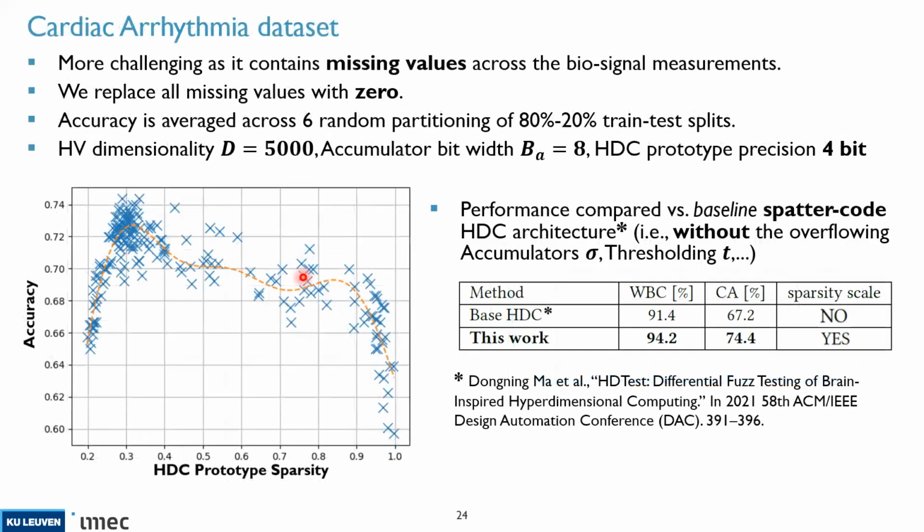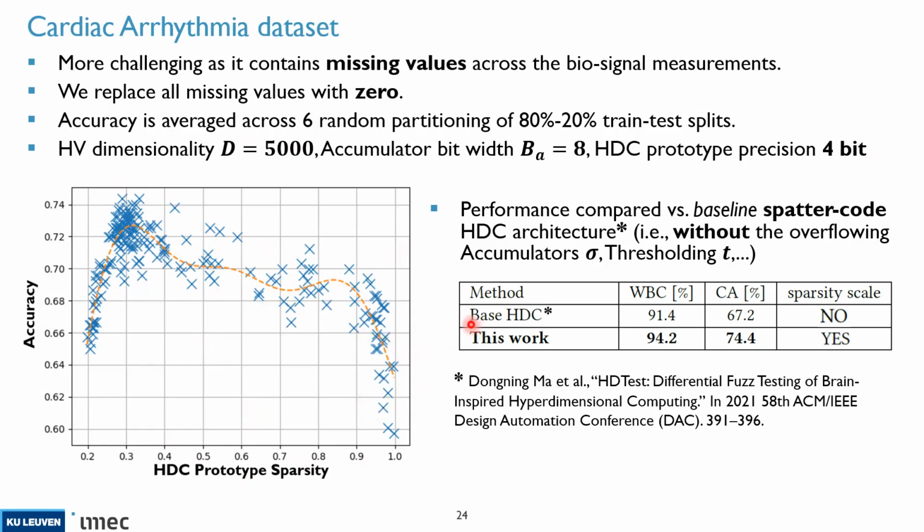We also did some experiments with the cardiac arrhythmia dataset. It is more challenging as it contains missing values across the biosignal measurements, and we simply replace the missing values with 0, which is not the most optimal thing to do. Here we chose a dimension D of 5,000. The rest we kept the same. What we see here again is a similar trend in the sense that as you specify higher sparsities, you generally have a loss in accuracy.